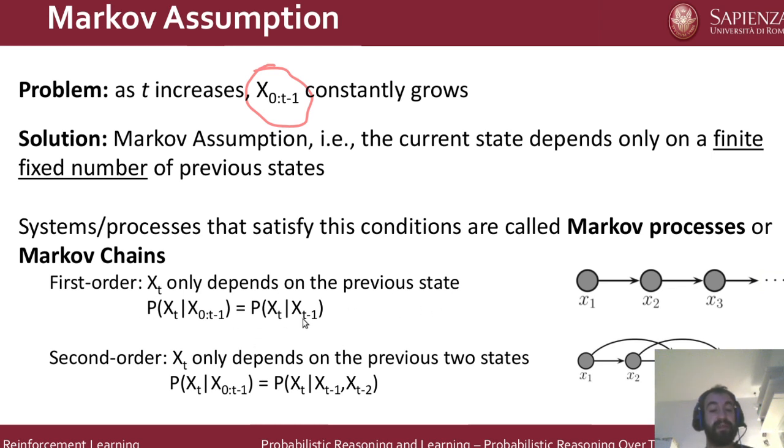So this is the case, for example, of the systems that we'll consider in reinforcement learning, and in general of the systems that we normally consider. But there also can be second order Markov systems where the current state depends on the previous two states. So you can see a diagram of this here. This is the typical RL scenario, while this other one is the case where the current state, for example x3, depends on both x2 and x1.